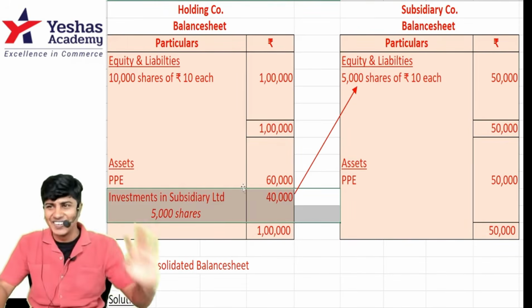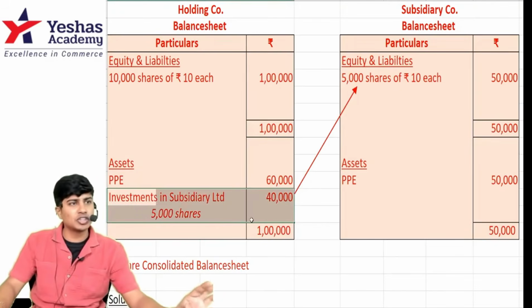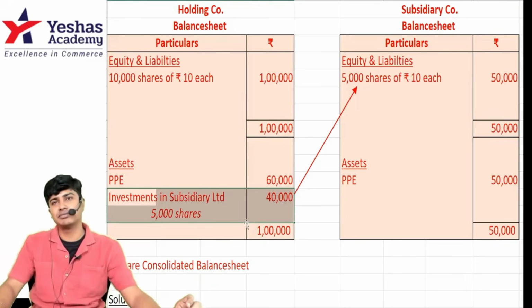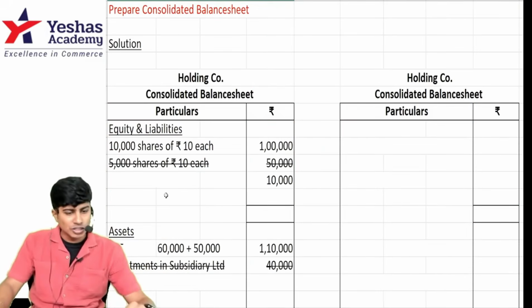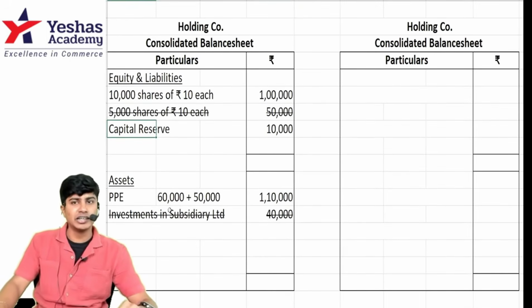So what you need to know is this is not actually profit. This is not actual profit. This is a profit that is called capital reserve. So this 10,000, I'll write it under the name capital reserve. Now check the balance sheet. Does it tally?